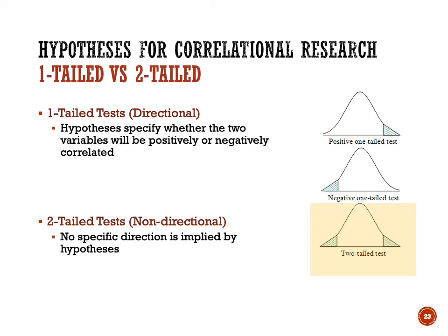A two-tailed test is non-directional. The hypothesis does not specify a direction. So this might be a case where the researcher is simply testing whether or not two variables are correlated. They think that there is a relationship between the two variables, but they haven't made a specific guess about how they're related. So in that case, you are testing the full distribution and allowing for your hypothesis to be either negative or positive.